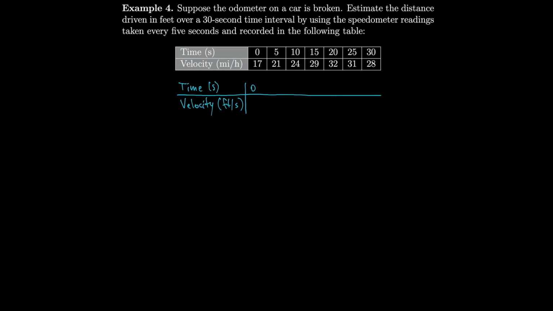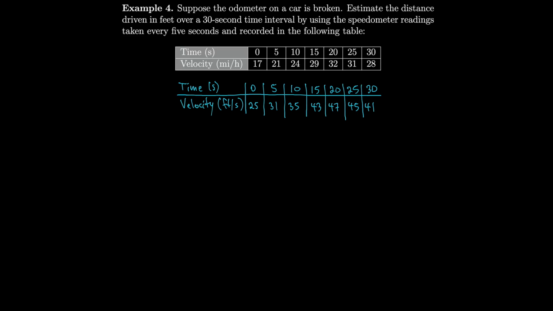So we'll go 0, 5, 10, 15, 20, 25, 30, and our velocities when we convert become 25, 31, 35, 43, 47, 45, and 41.